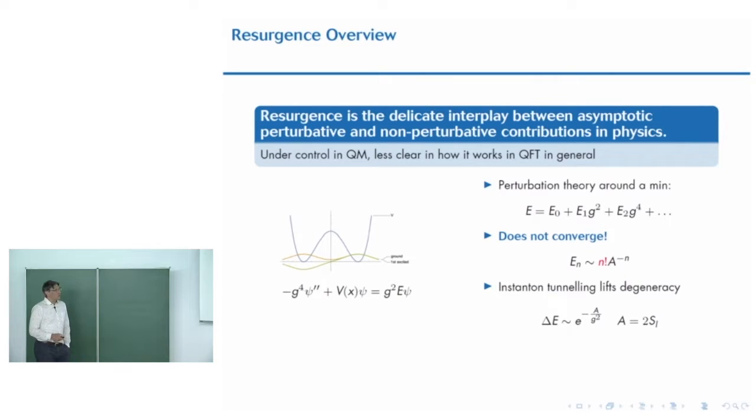But the instanton contribution kicks in, and this is a typical instanton fugacity, e to the minus 1 over g squared. The coefficient here is quite important, this coefficient A. So this A here and this A here are the same, and it's twice the instanton action. And it's twice because the tunneling goes from one to the other and back round. Okay? So instanton tunneling lifts the degeneracy.